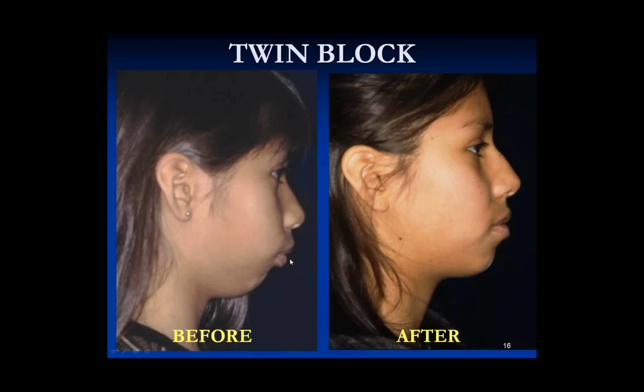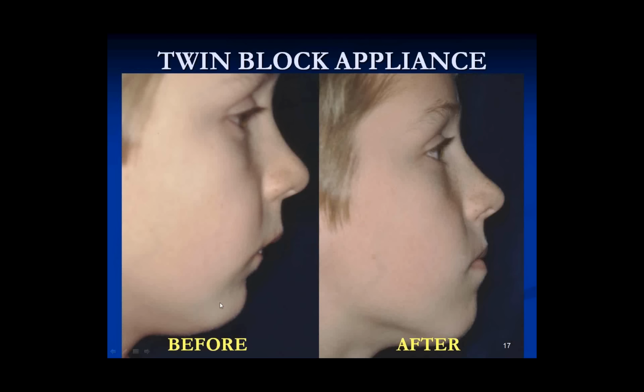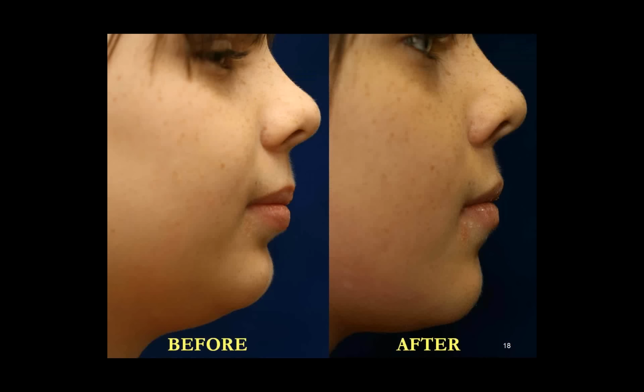Here's another case that was treated with just a twin block appliance, an upper and lower functional appliance that fits together at 70 degrees, and look at the beautiful profile before and after. Here's another little guy that we used a twin block on and brought his jaw forward. Look at the difference in the profile. I mean, it significantly improved his appearance and also brought his jaw forward, which could have eliminated any temporomandibular joint problems. Again, I'll be showing him tonight, brought his jaw forward in about 6 months.